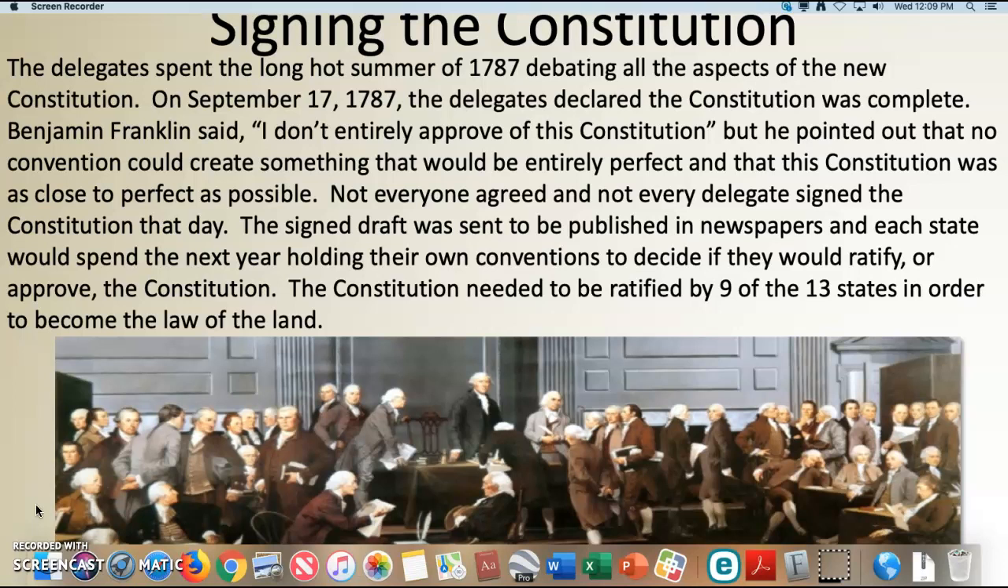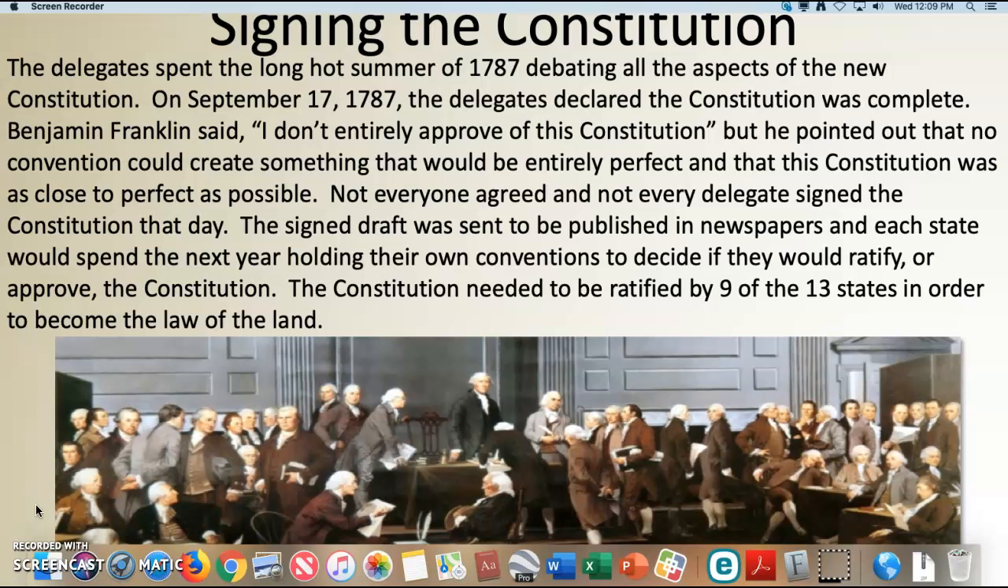Many of those who didn't agree with everything in the document were willing to sign it anyway and say, hey, we know we've got work to do, but let's get this Constitution ratified by the states and approved and in action so that we can start looking at the flaws and fixing those flaws.